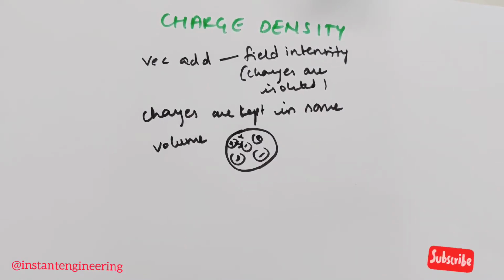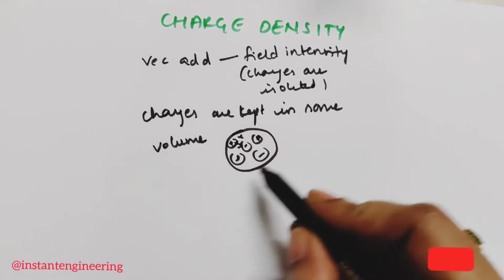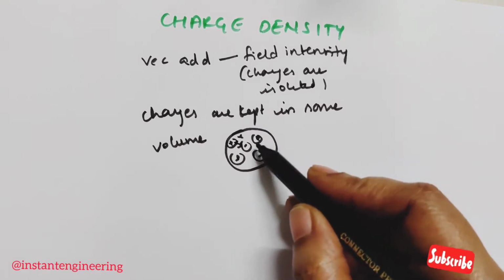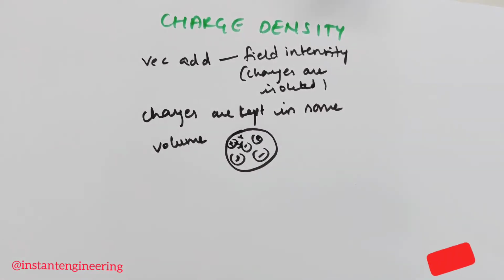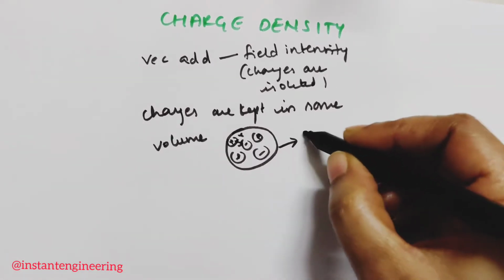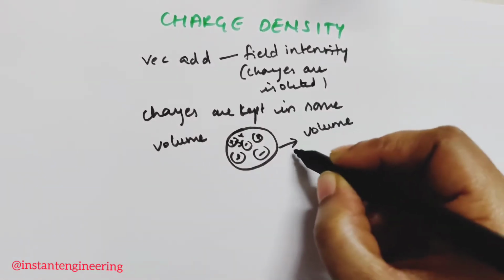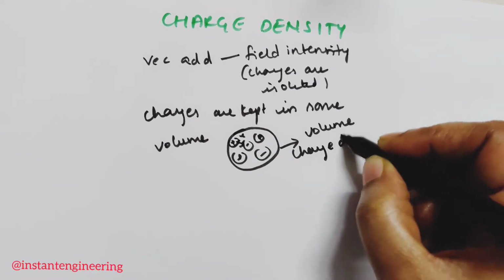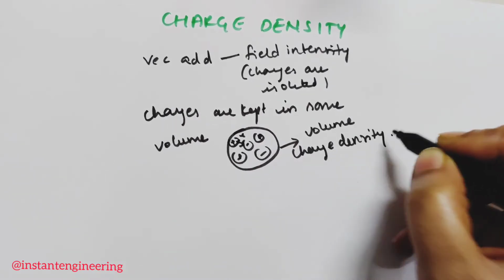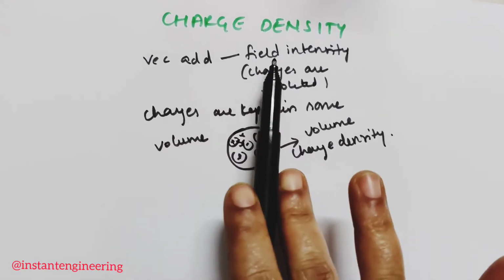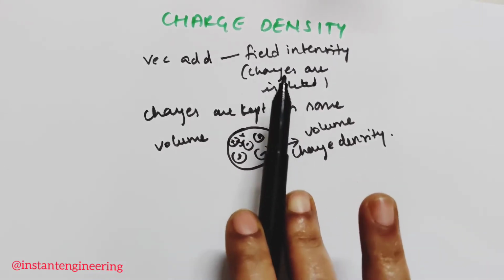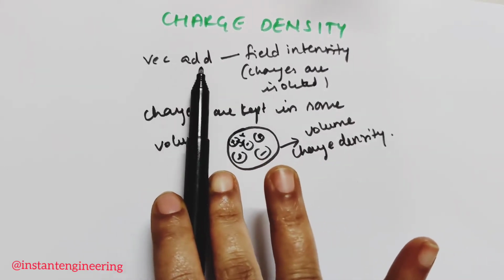Because of that, the charges will no longer be considered as isolated charges. These are not isolated. These are in connection with each other. So when this charge is continuously distributed in the volume, it is considered as volume charge density. This is called volume charge density.